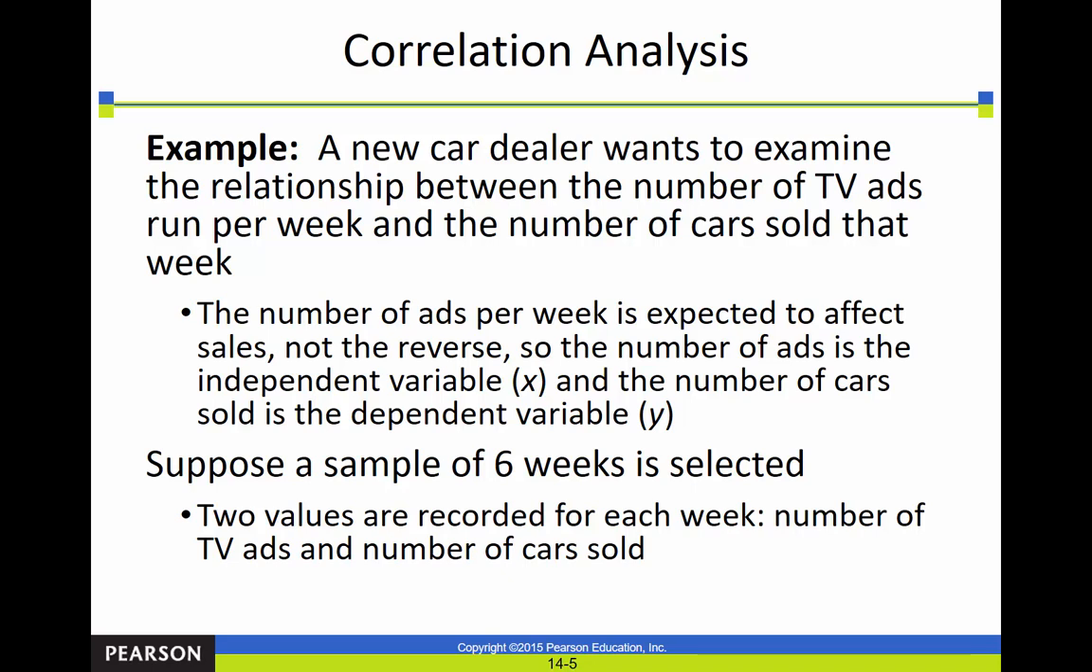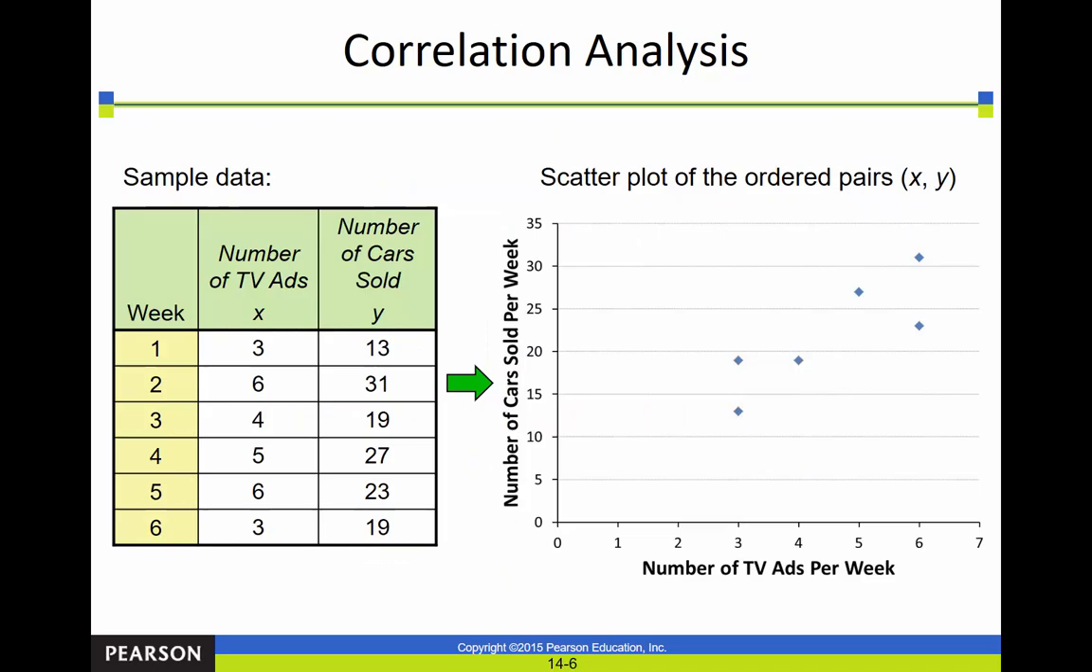So that means that the number of ads is the independent variable. And so we're going to put that on the x-axis. And the number of cars sold is the dependent variable. That's the y. So here's their sample. 6 weeks. They ran a certain number of ads each week. And then there's the number of cars sold. And we do a scatter plot, and it sure looks like there's a positive linear relationship there, right? You can see that generally speaking, as we run more ads, we sell more cars.